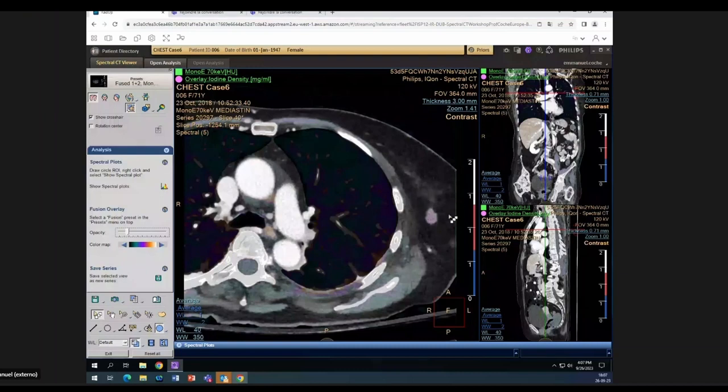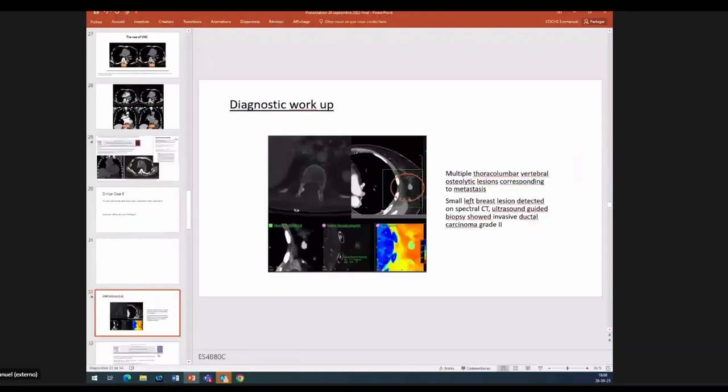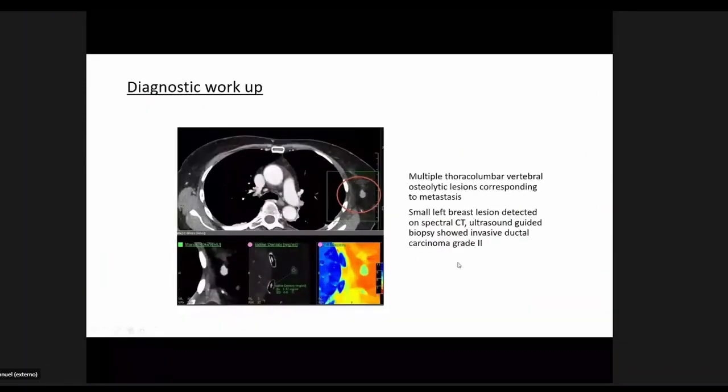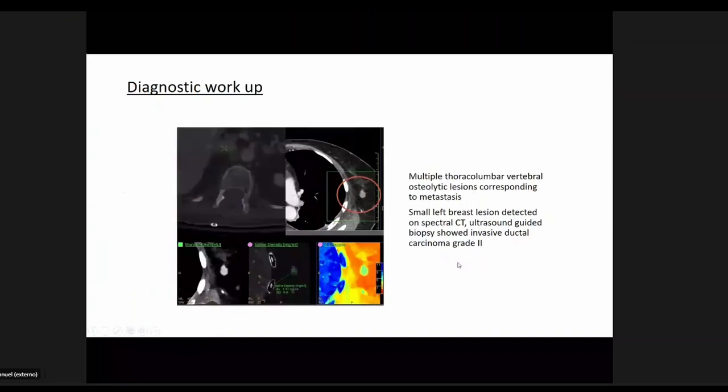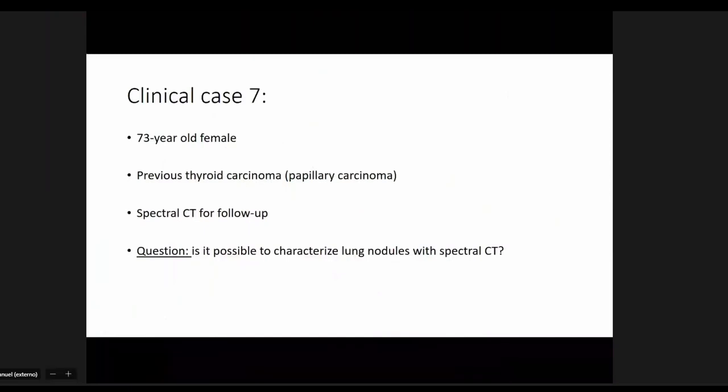If you have an incidental finding in the breast, you can try to characterize this finding with iodine density. So this breast mass was invasive ductal carcinoma, grade 2. I will show you on the PPT slide. And that's the publication in European Journal of Radiology. And it can be useful to do a general inspection for incidental findings in spectral CT viewing.